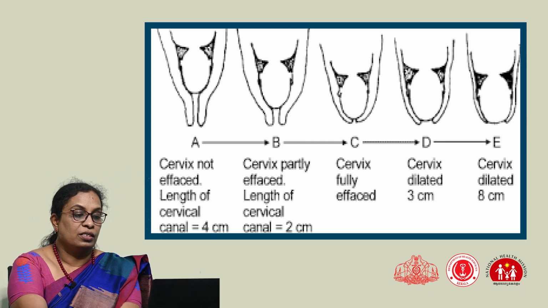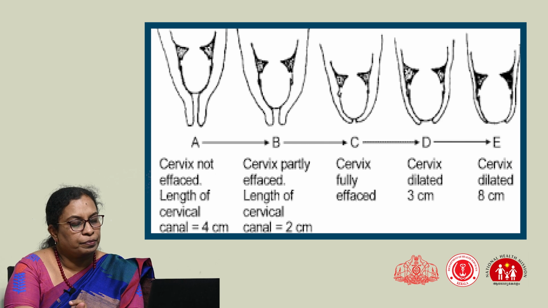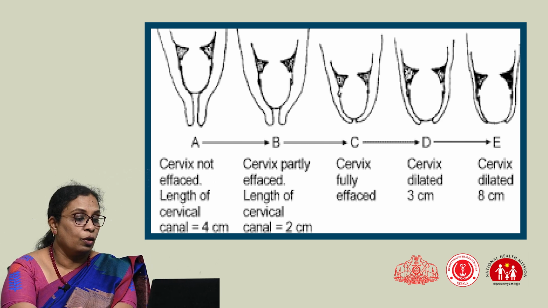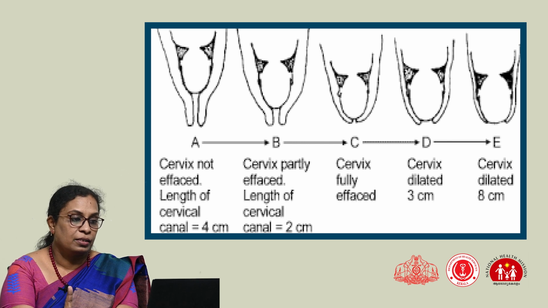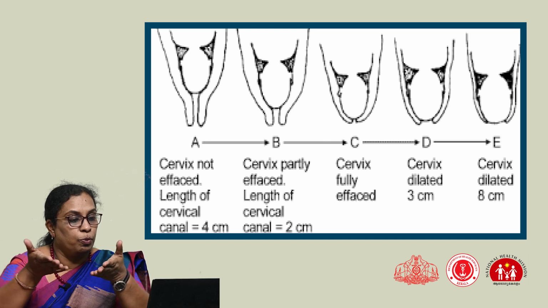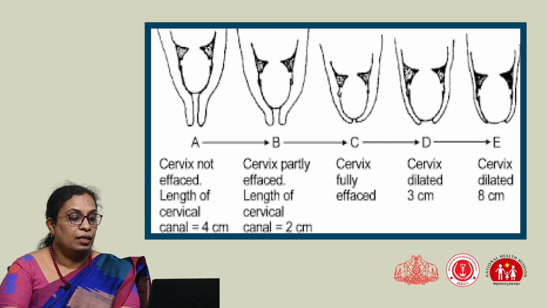This picture shows the cervical effacement and dilatation. See the initial picture A. In A, the cervix is not at all effaced and the whole length of the cervical canal is 4 centimeters. And then it's partially getting effaced. See the taking up of the cervix. The cervix is pulled up and the length of the cervix is half, 2 centimeters.